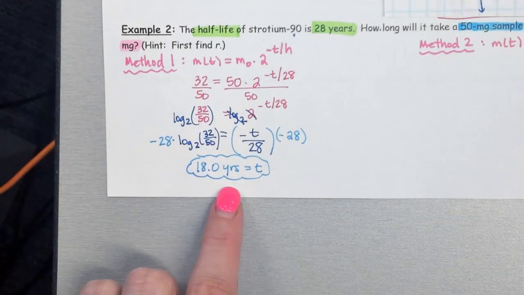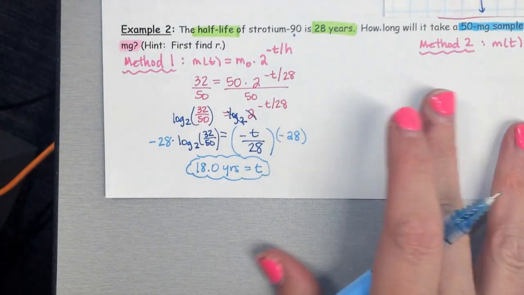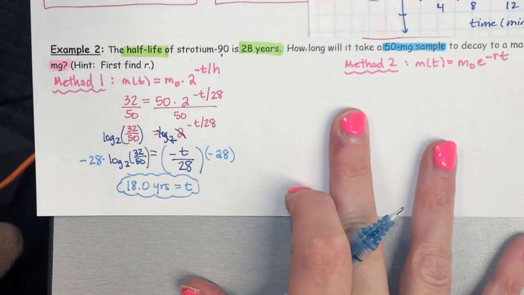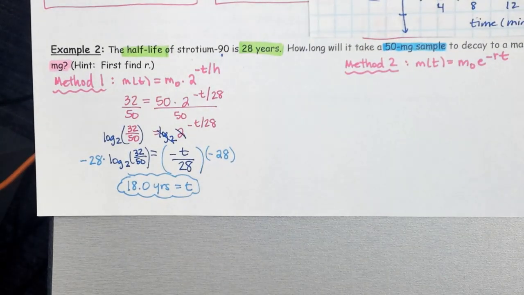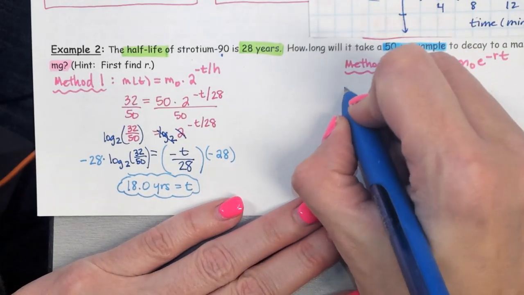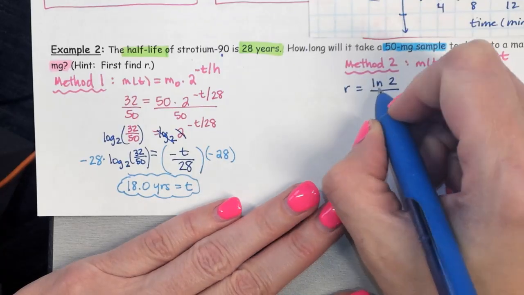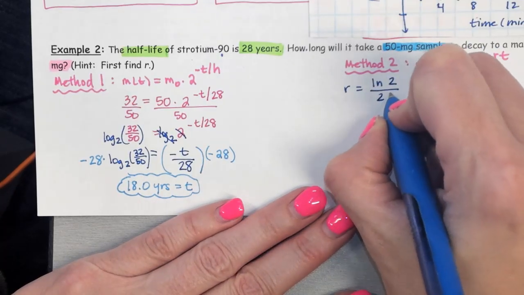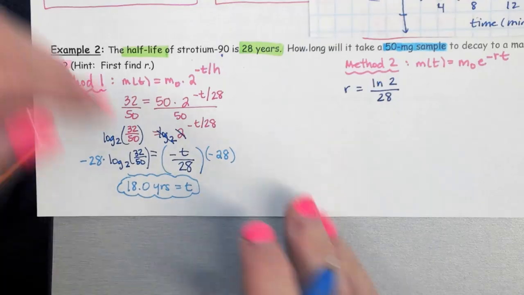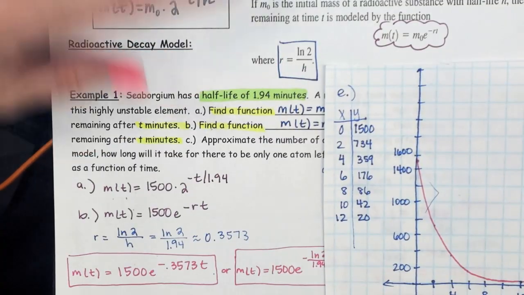And then that's in years. So please make sure that you put the units in there. Okay, and then method 2, the first thing you should be doing is finding the r. So that's where you do the natural log of 2 divided by h. Okay, so that is here. Natural log of 2 divided by h.